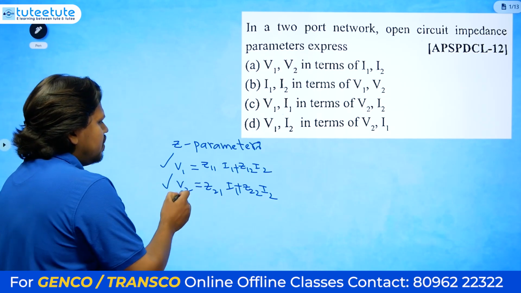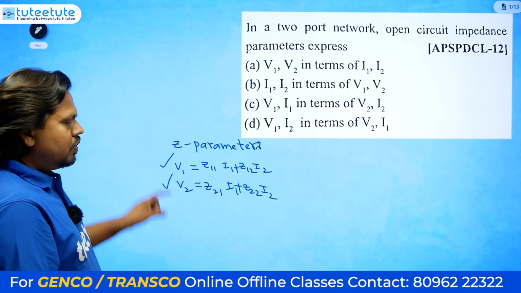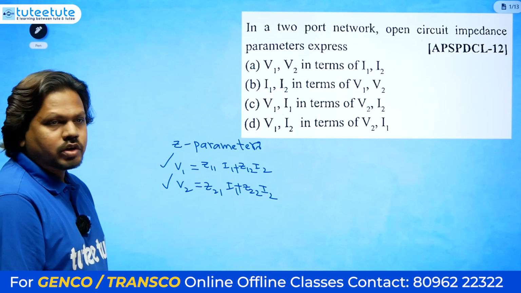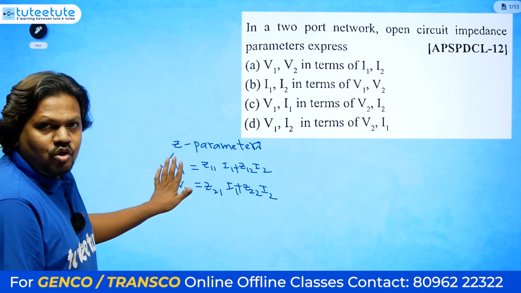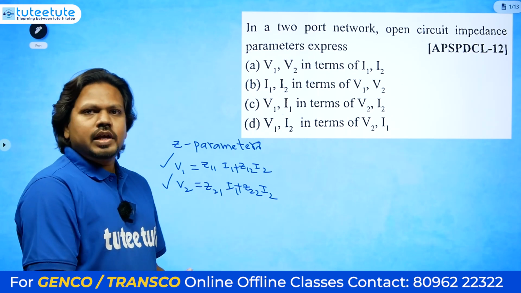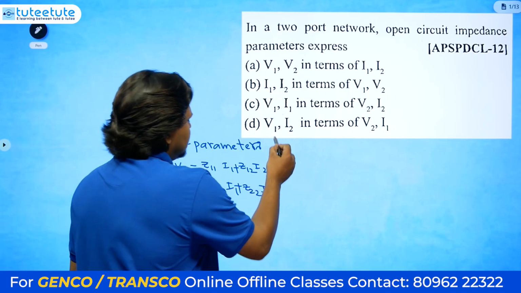Here V1 and V2 are dependents. V1 and V2 depend on I1 and I2 values. V1 and V2 are the unknown values and I1 and I2 are the known values. Like this we need to understand. So this is the Z parameter.